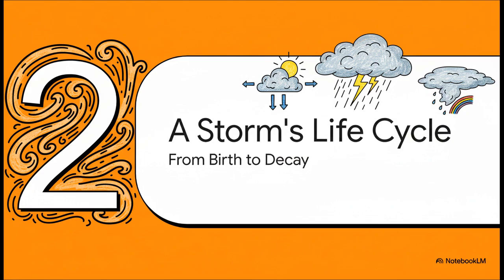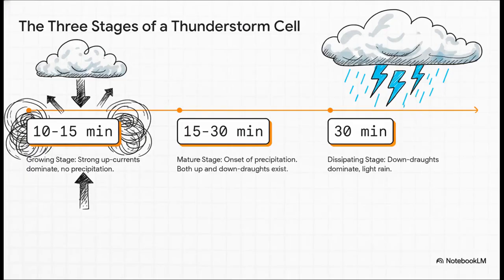So, once we have our ingredients, what happens next? Well, we get to see the life story of an individual thunderstorm cell. And let me tell you, it's a surprisingly quick and violent life that unfolds in 3 very distinct stages. What's wild is that the entire lifespan of one of these cells is often just an hour, maybe an hour and a half, from start to finish. It all begins with the growing stage, then it hits its absolute peak intensity in the mature stage, and finally, it just rains itself out in the dissipating stage.